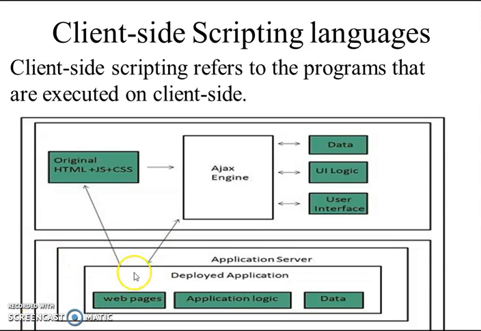Here, ActionScript is an object-oriented programming language used for developing websites for the Adobe Flash Player. Then there is Dart. It is an open source web programming language developed by Google. It relies on a source-to-source compiler.